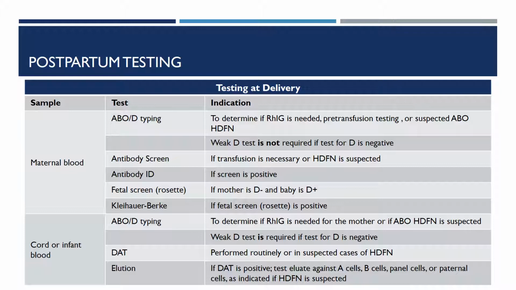The Kleihauer-Betke test, however, is a stain where we're actually looking for fetal cells. You remember that the fetal cells, the cells that contain fetal hemoglobin, are resistant to acid elution, so those cells will stay pink while the mother cells, the adult cells, will generally turn like ghost cells. So we can easily count, and that allows us to quantify the size of the bleed.